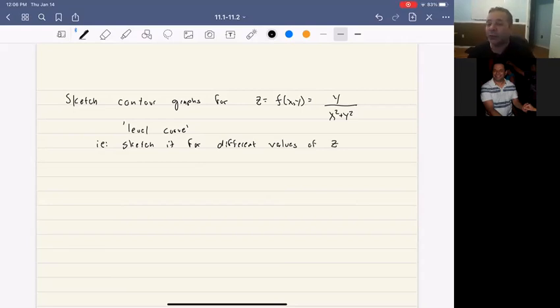Let's say z equals 0. So that's y over x squared plus y squared. Well, here that just means we're going to have y equals 0. You cannot have x equals 0, because if y equals 0 and x equals 0, you have 0 in the denominator. Okay, so let's go ahead and sketch that.